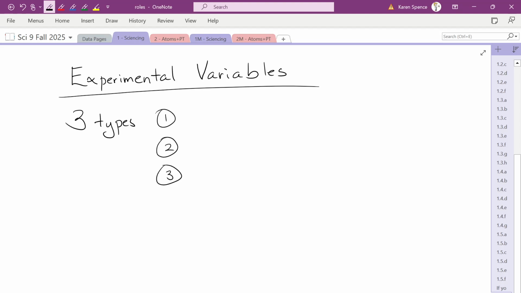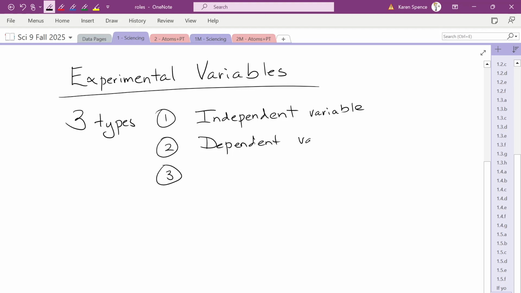Okay, does anyone want to give me one that they think they remember? Mateo? Independent variable, yes. Okay, so we have our independent variable. And we have another one, Max. We have the dependent variable. And we have one last one, Ken. We have the controlled variable.